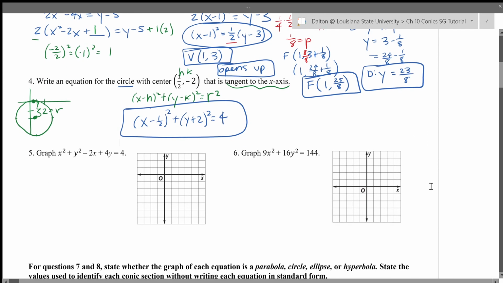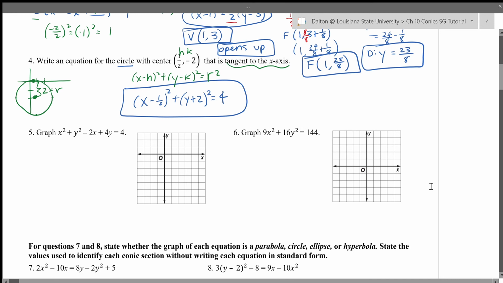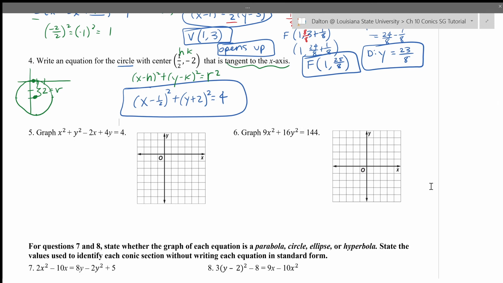Okay, number 5 and 6 are similar to each other. I just ask you to graph a certain equation, but I don't tell you what the graph is going to look like or what shape it's going to make. So that's where you have to know your chart.